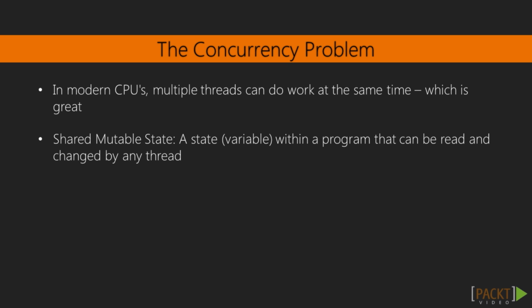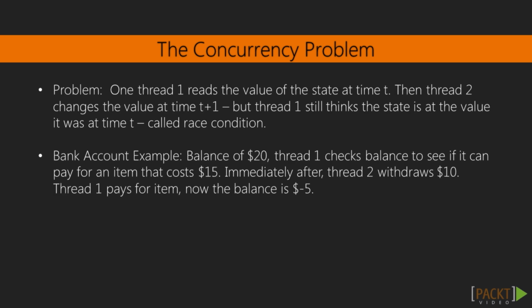However, when you have multiple threads working within the same program, they are all reading and writing to the same memory. The variables that interact with these threads are called the shared mutable state. This shared mutable state can cause a lot of problems. Consider the case when thread A reads the value of a particular state at time t, and then thread B changes that value. At this point, it is difficult to predict which value thread A holds. It is dependent upon the underlying CPU thread scheduling algorithm. This is called a race condition and should be avoided.